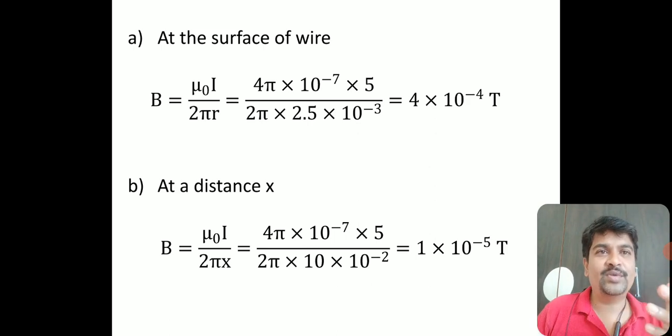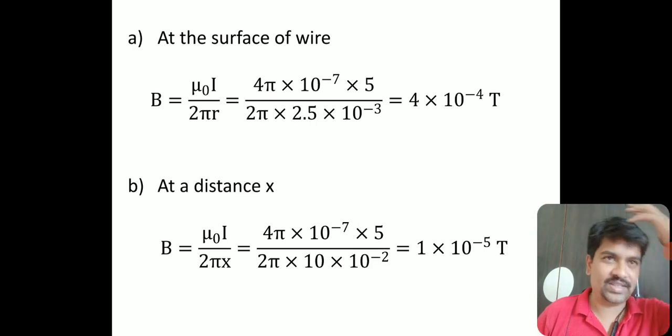So mu naught is 4 pi 10 to the power of minus 7, and the current I is 5 amperes. You can substitute 5 directly, and in the denominator it is 2 into 3.14 into radius. Please make the correction here. Radius is not 2.5, it is divided by 2, and it has to be 1.25 into 10 to the power of minus 3. Please make the correction there.